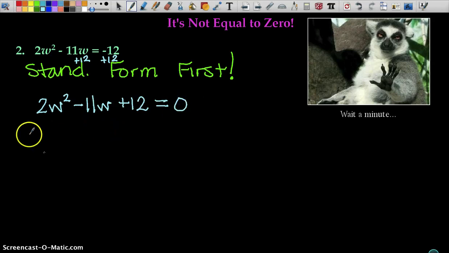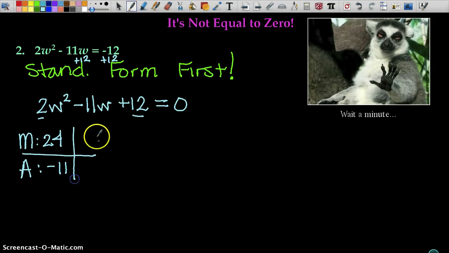Now we can factor and solve. So multiply to get 24, remember that is 2 times 12, and then add to get negative 11. In this case, if we took a negative 8 and multiplied it by a negative 3, we would get a positive 24 when we multiplied them, but if we added negative 8 and negative 3, we would get negative 11.